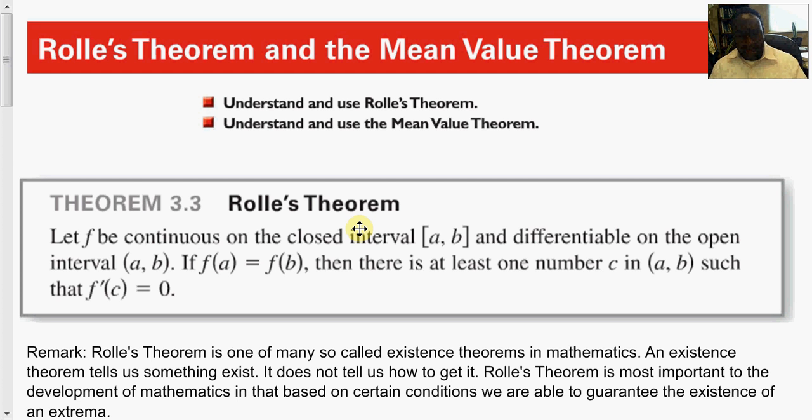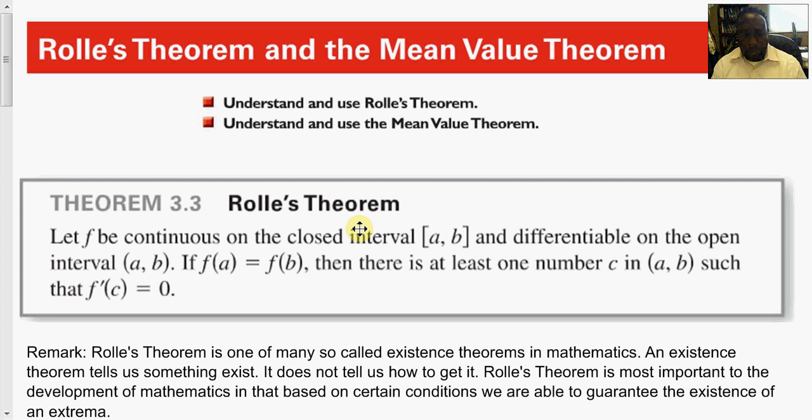The next theorem, the mean value theorem, takes the end part of Rolle's theorem and says that since we have determined that a certain extrema exists, the mean value theorem says here's one way to get it. Well, let's first begin with Rolle's theorem.